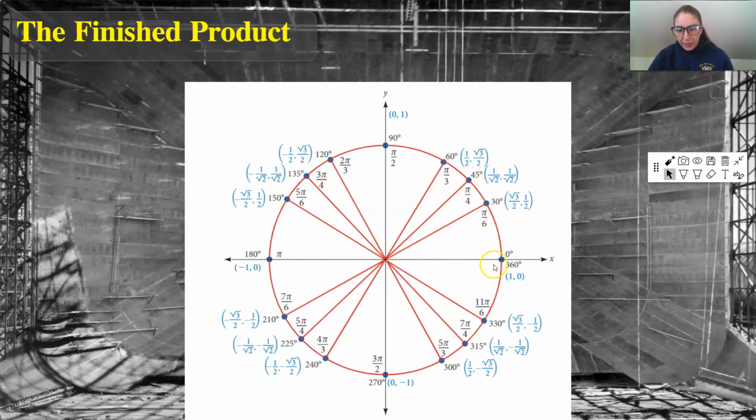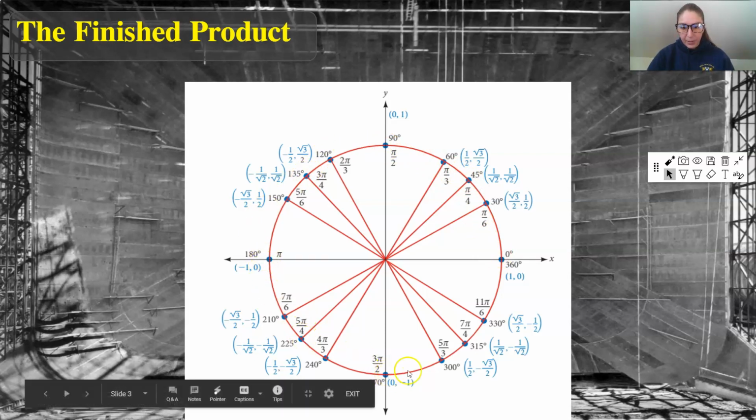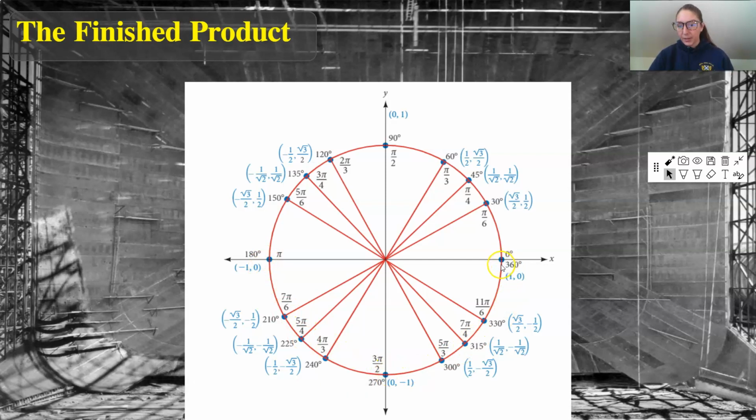And now these really, really big slices are all pi over 4s, or think of them as quarters. 1 quarter, 2 quarters, 3 quarters, 4 quarters, 5 quarters, 6 quarters, 7 quarters, 8 quarters, done.